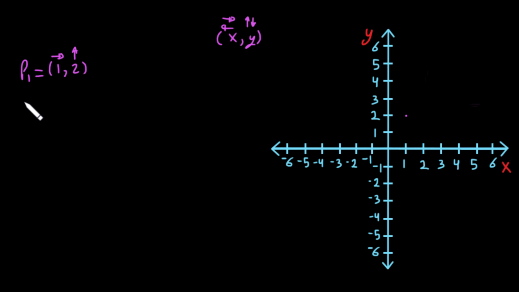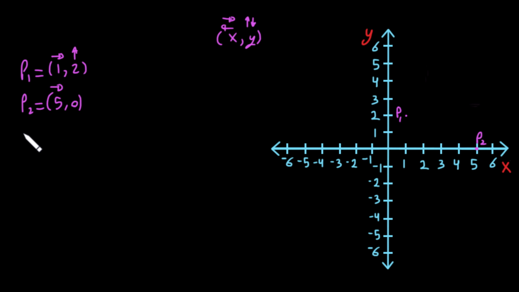Let's take another point, which is P2 equal 5, 0. It's like here, 5 steps right, then we don't go up or down. So 1, 2, 3, 4, 5. Here's the point, which is P2. Here, of course, is P1, which is this one.